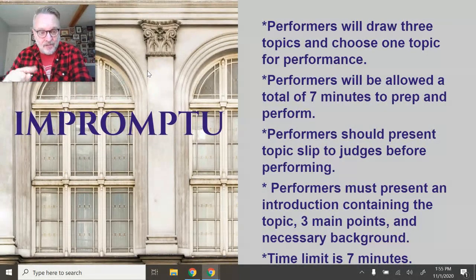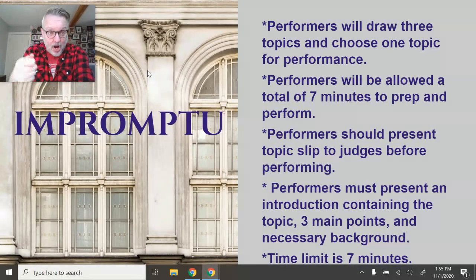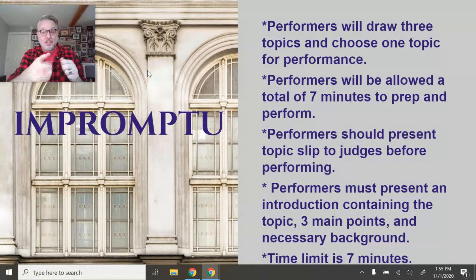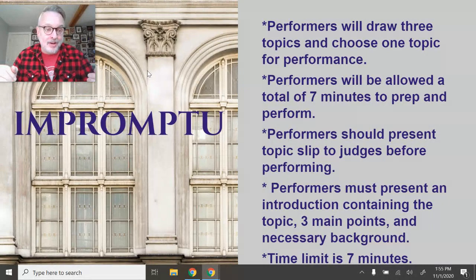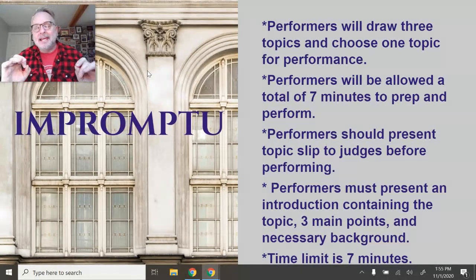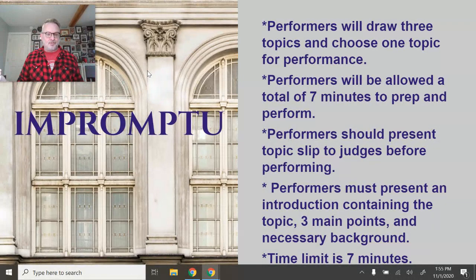The challenge of impromptu is that you have 7 minutes total to draw the topics. You draw 3 and then you choose one. The minute you choose the one, the time starts, and you have 7 minutes to prepare a speech and deliver a speech. Okay. I suggest you use the oratory outline because it gives you that grounding of organization. It gives you that understanding. It gives you something to go from. Then you present that topic to the judge and you stand up and begin to present.